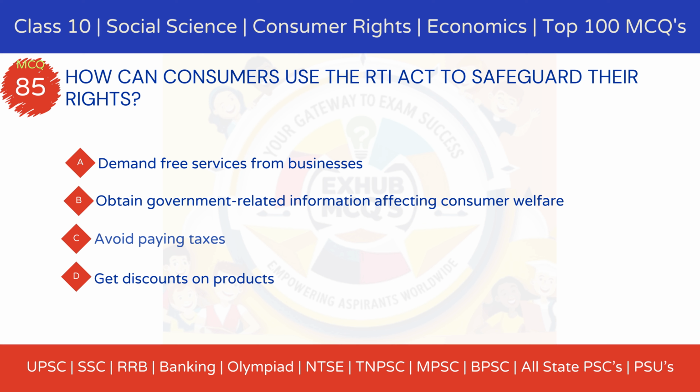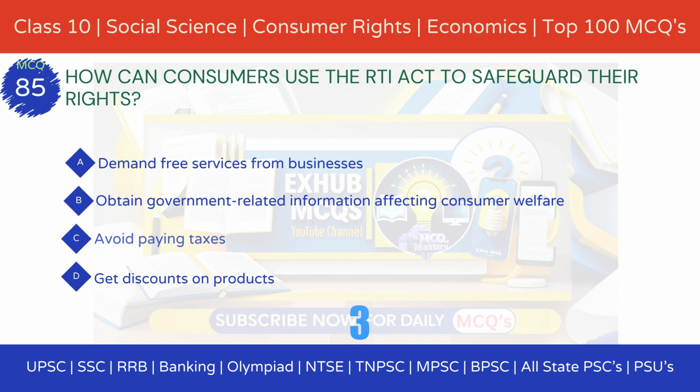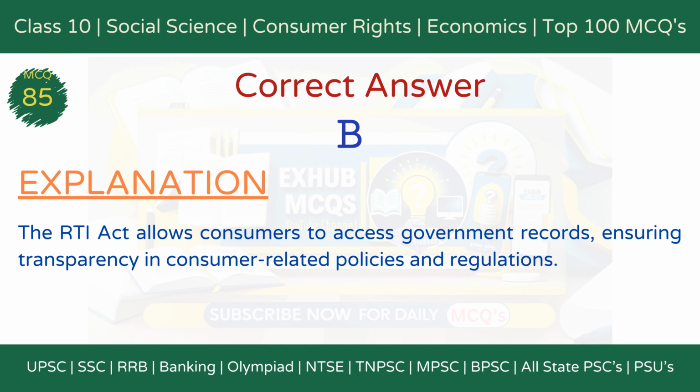Option A, demand free services from businesses. Option B, obtain government-related information affecting consumer welfare. Option C, avoid paying taxes. Option D, get discounts on products. The correct answer is option B. Obtain government-related information affecting consumer welfare. The RTI Act allows consumers to access government records, ensuring transparency in consumer-related policies and regulations.